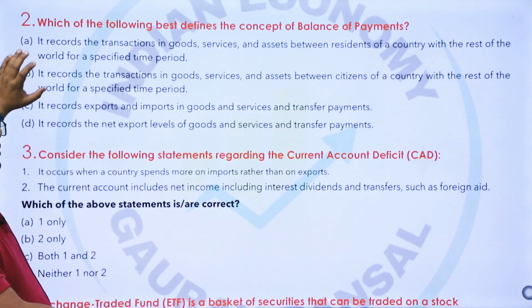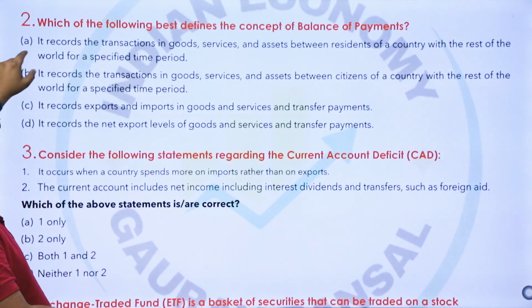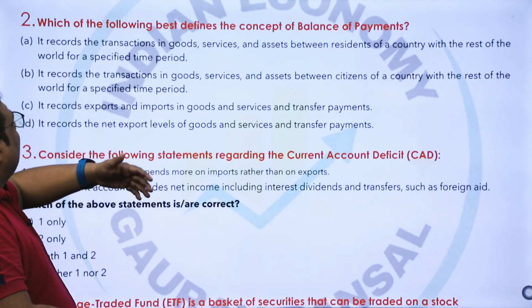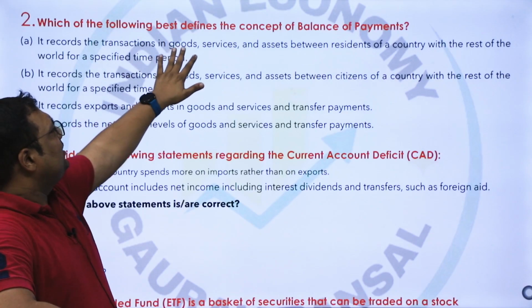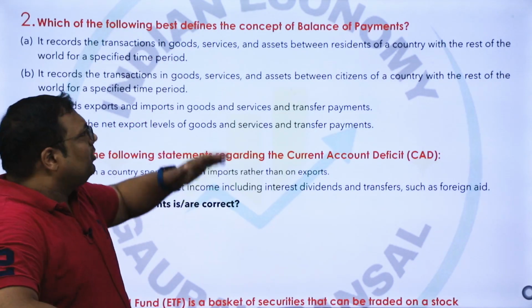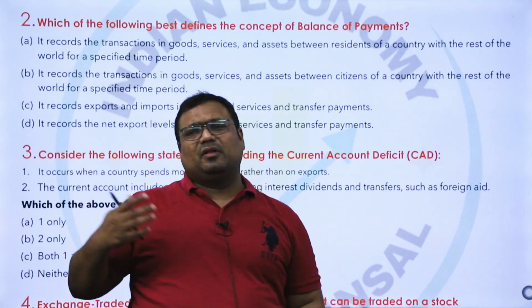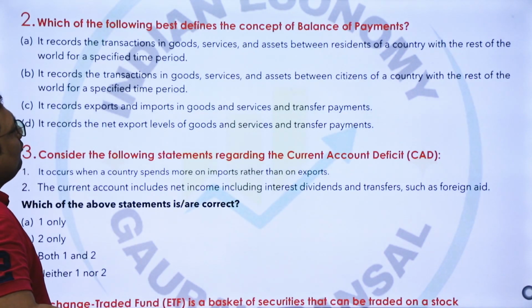Now, which of them is closest to the BOP as a concept? A: It records the transactions in goods, services and assets between the residents of a country and the rest of the world for a specific time period. This looks perfectly all right. Goods and services both are included. These are in the current account of the BOP, and assets are in the capital account of the BOP. So yes, any resident of a country can send abroad, can receive from abroad.